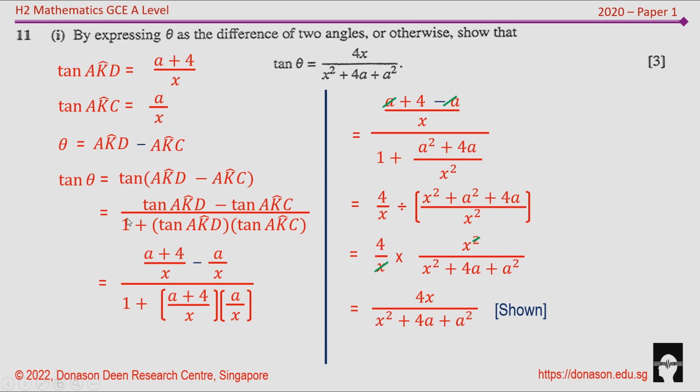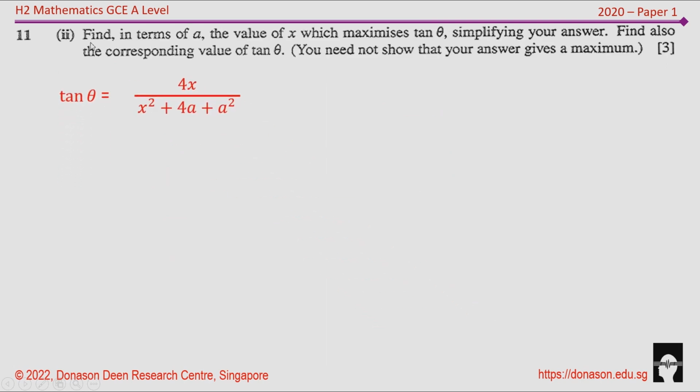So it's shown. Now part 2 says find, in terms of a, the value of x which maximizes tan theta. So tan theta has got to become maximum. Simplifying your answer, find also the corresponding value of tan theta. You need not show that your answer gives the maximum, so you don't have to perform differentiation or a second derivative to show that.